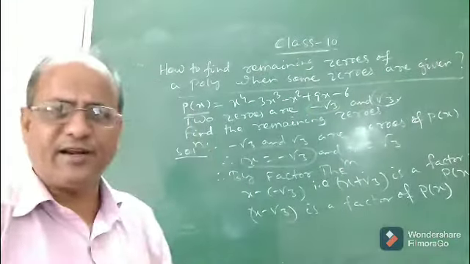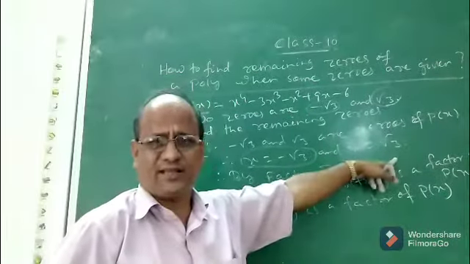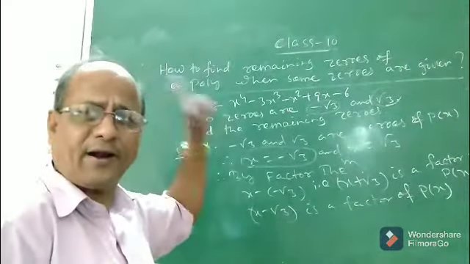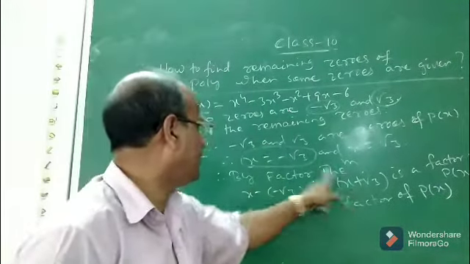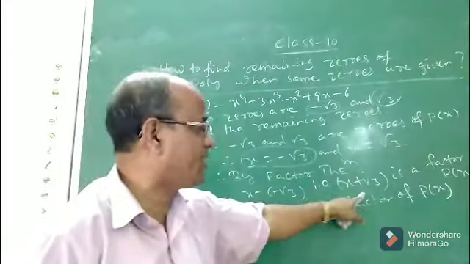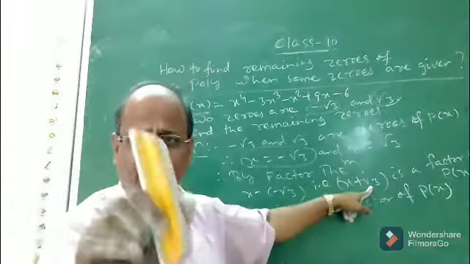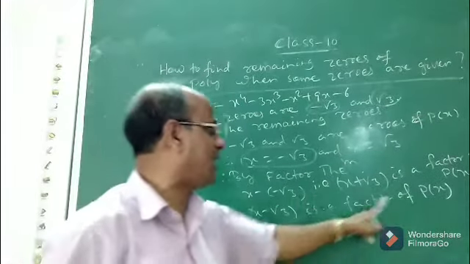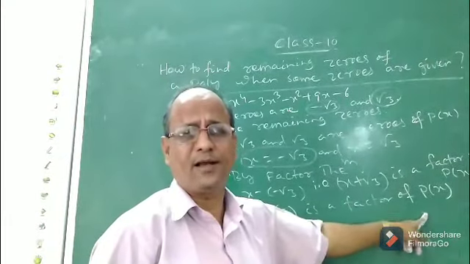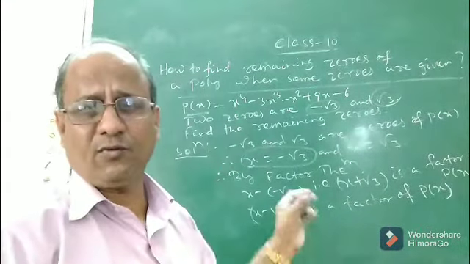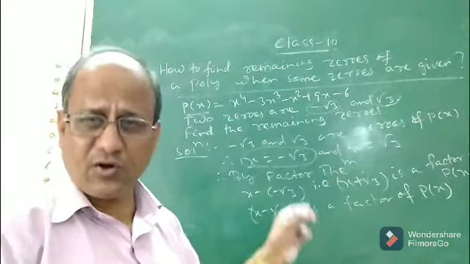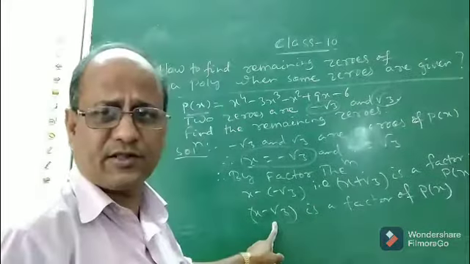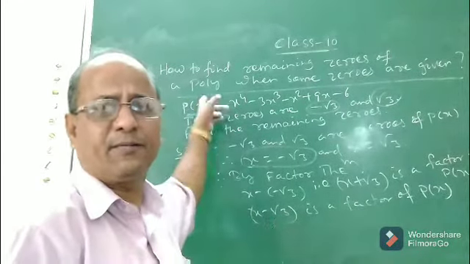So what I mean to say, children, is that if x equal to minus root 3 and x equal to root 3 are the 2 zeros of the polynomial p of x, then by the factor theorem, x plus root 3 will be one factor, and x minus root 3 is another factor of the given polynomial p of x. That means x plus root 3 and x minus root 3 both are factors of the given polynomial p of x.